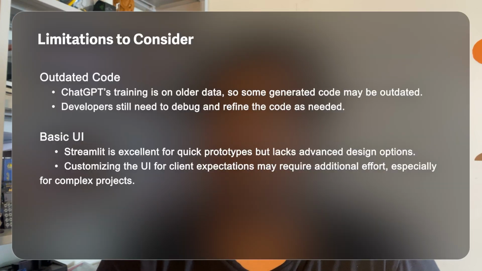Now, let's talk about a few drawbacks. Like any tool, this method has its limitations. First, outdated code. ChatGPT is trained on data up to a certain point, so sometimes the code it generates might be outdated. As developers, we still need to rely on our debugging skills to fix any issues that come up.